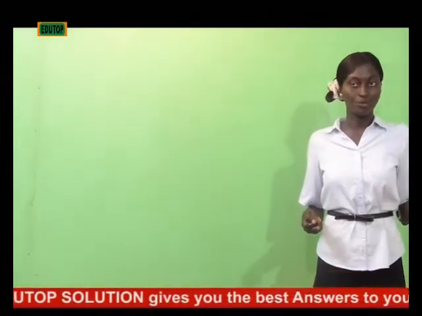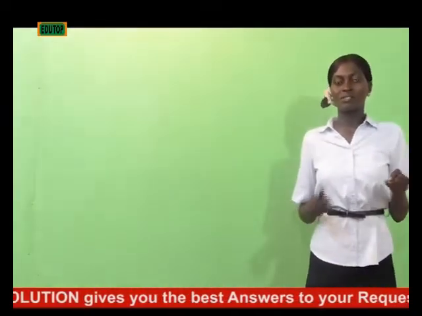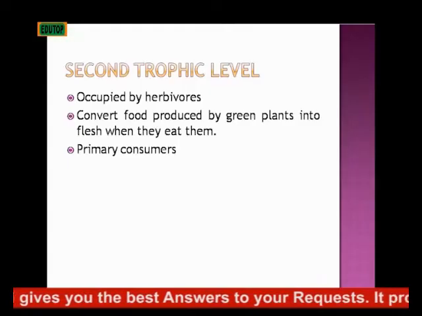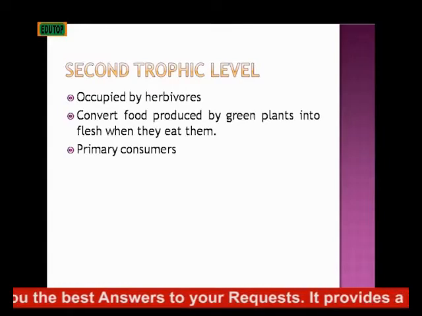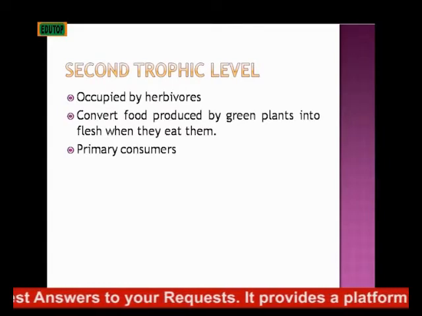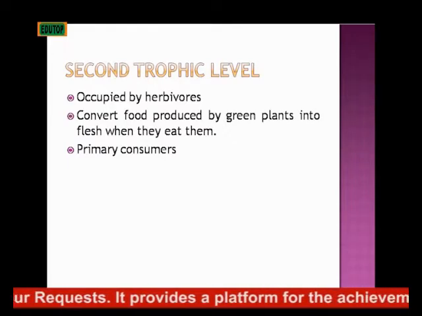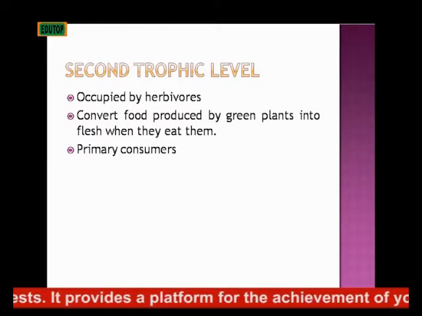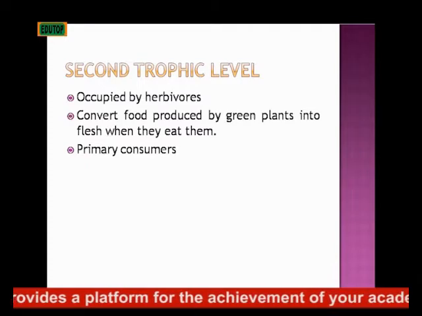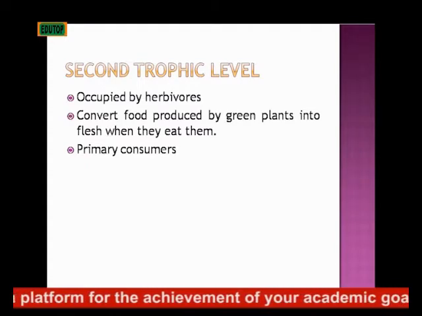So they are called the manufacturers or the primary producers. Now, second trophic level. The second trophic level is occupied by herbivores. What are herbivores? Herbivores are plant eaters. So herbivores are plant eaters, and they occupy the second level.